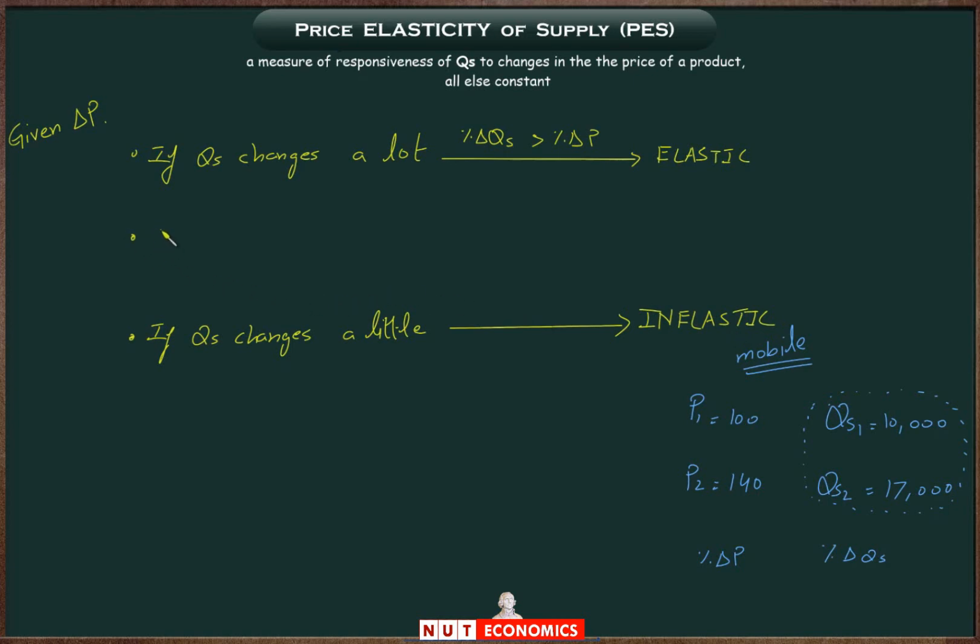And then of course you have the in-between middle case where we say if the quantity supplied of a product changes proportionately with the price, so proportionate change in quantity supplied, that is where we say the supply of the product is unitary elastic. This is where the percentage change in quantity supplied is equal to the percentage change in price. And in the inelastic case, let us write that down over here. The percentage change in quantity supplied is less than the percentage change in price.